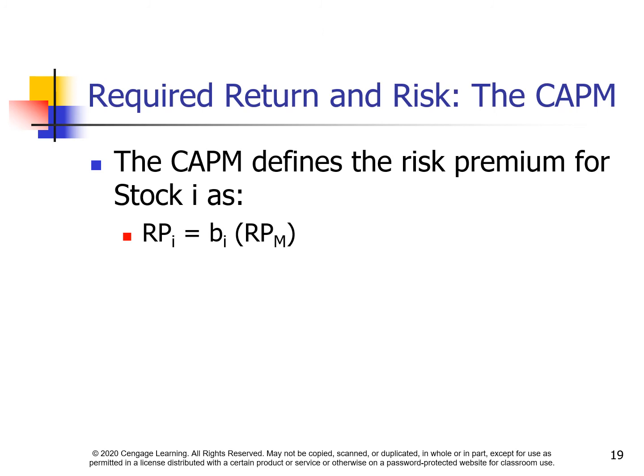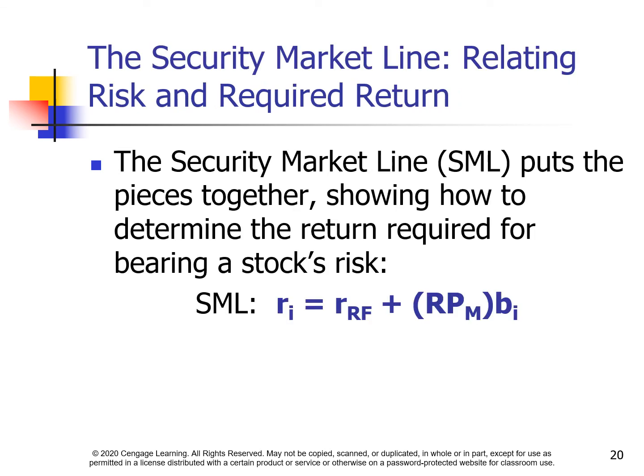Required return and risk, the CAPM. The CAPM defines the risk premium for stock i as the following equation. The security market line relates the risk and the required return. The security market line puts the pieces together, showing how to determine the return required for bearing the stock's risk in the following formula.